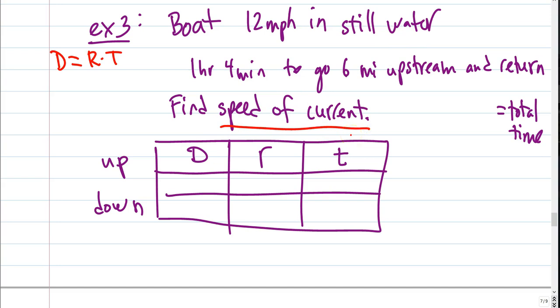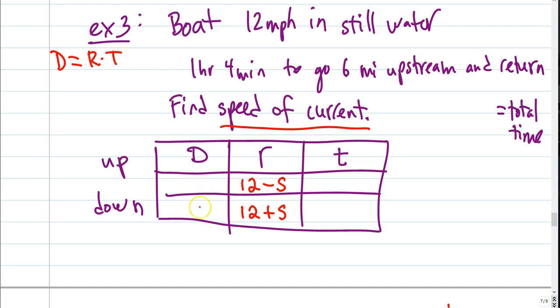Going upstream means that I am fighting the current. So what happens to the rate? Well, I have the rate of the boat minus the rate of the stream. The stream slows me down, whatever its rate is. Going downstream, I have the speed of the boat plus the rate of the stream.